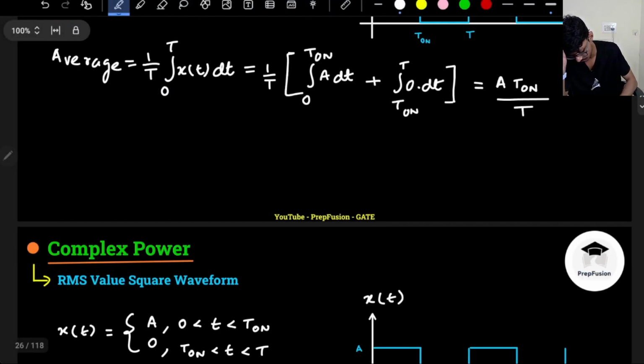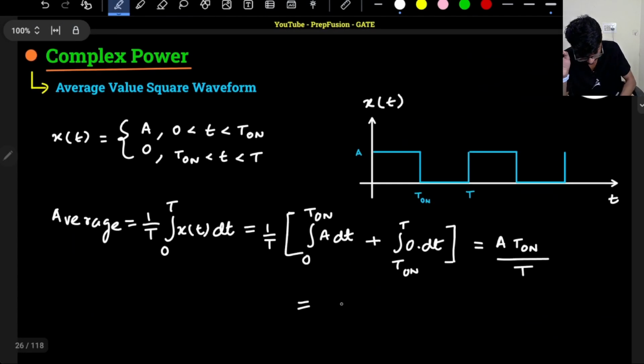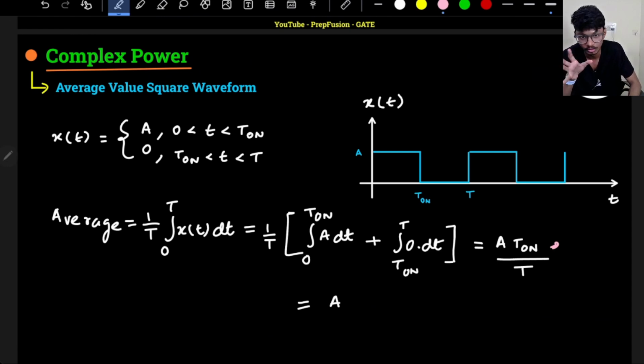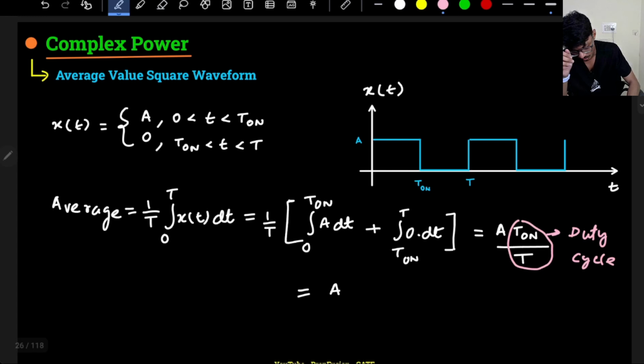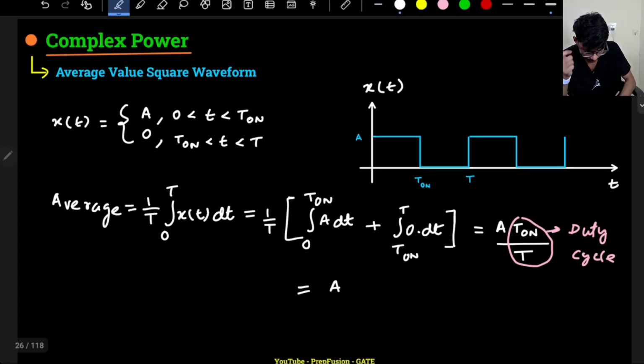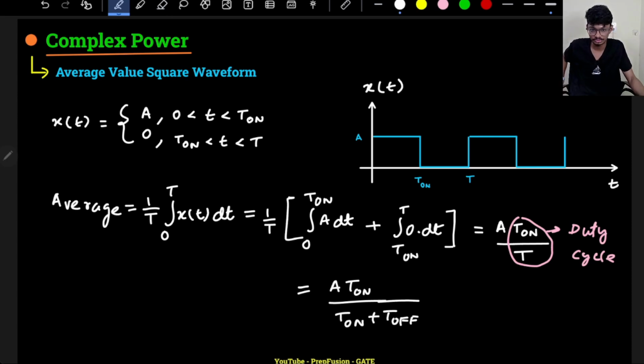You can further write this as A into T on by T. This is also known as the duty cycle. If you study power electronics from me, you will see there I have derived this as the duty cycle too. This whole thing, T on by T, is known as the duty cycle. We can further write this as T on by T on plus T off. So that is the average value.